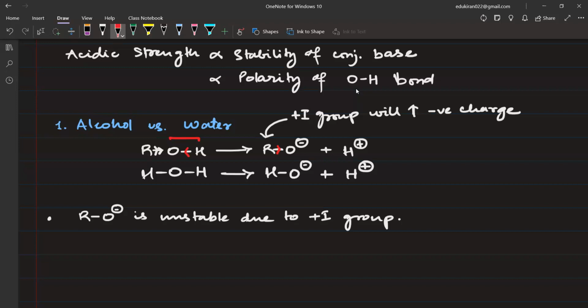But in the case of alcohol, it has R group, which is a plus I group. And because of plus I group, it decreases the polarity of OH bond. The oxygen is satisfied only with the alkyl group of alcohol. It does not pull much more electrons from the hydrogen atom as it is doing in the water's case. All of you understood this? Yes or no? Please tell me.